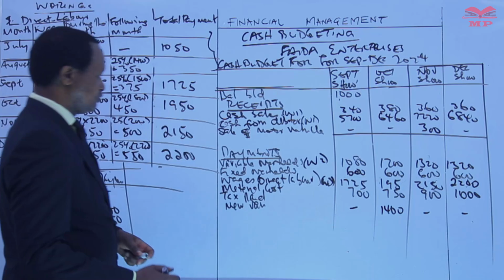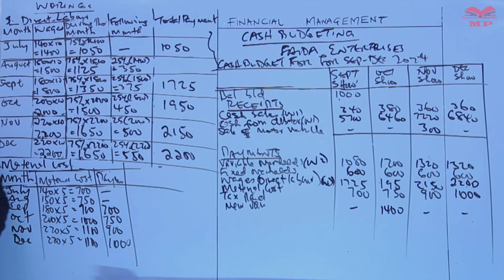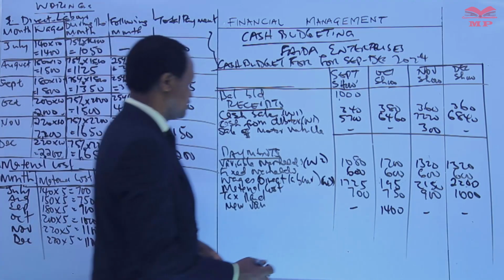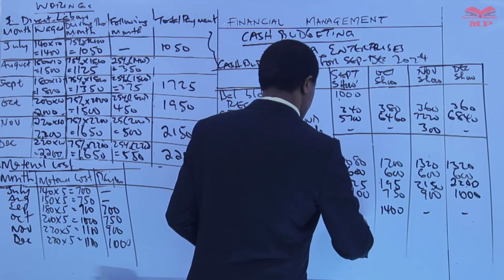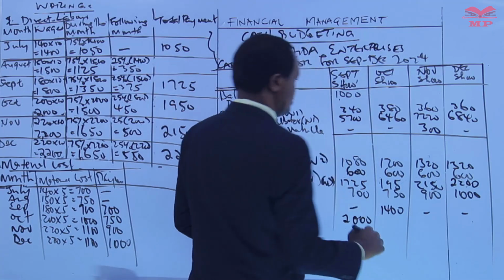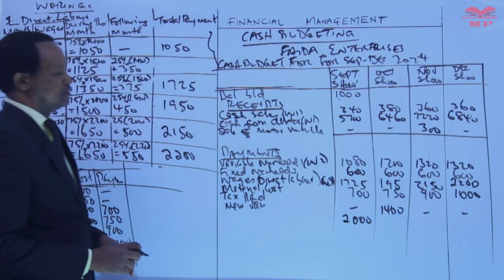New van, when was the new van bought? Note number 7, a new van will be purchased in the month of September. A new van will be purchased in the month of September, 2 million. So that's information that we have.